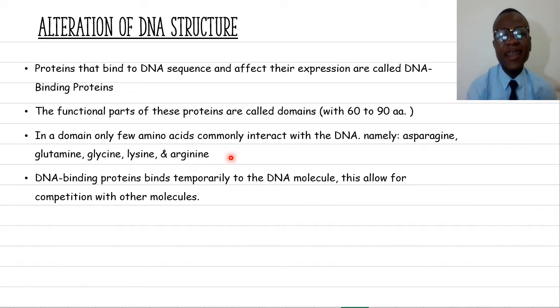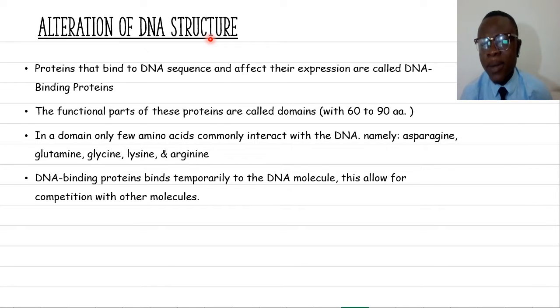The first level here is the alteration in the DNA structure. So one thing you need to know is there are proteins that bind to DNA sequences and affect the expression of a particular DNA sequence. Those proteins are generally termed DNA binding proteins. So the DNA binding proteins are capable of binding to a particular segment of the DNA strand, and by binding to that segment, they will regulate the expression of that particular segment.